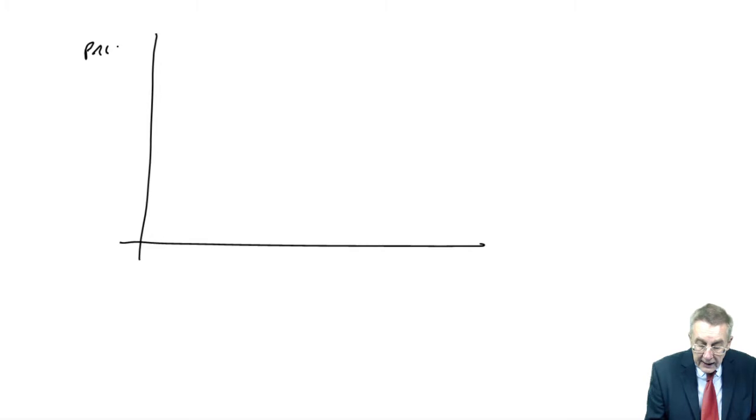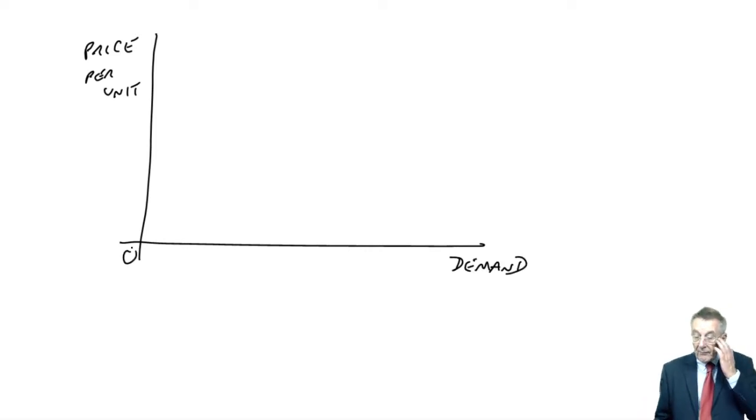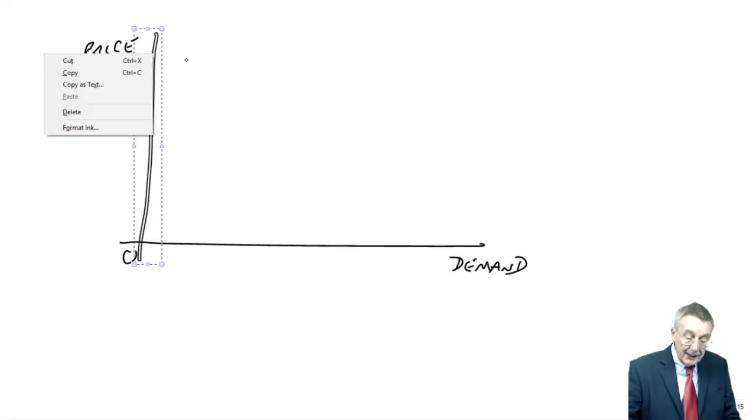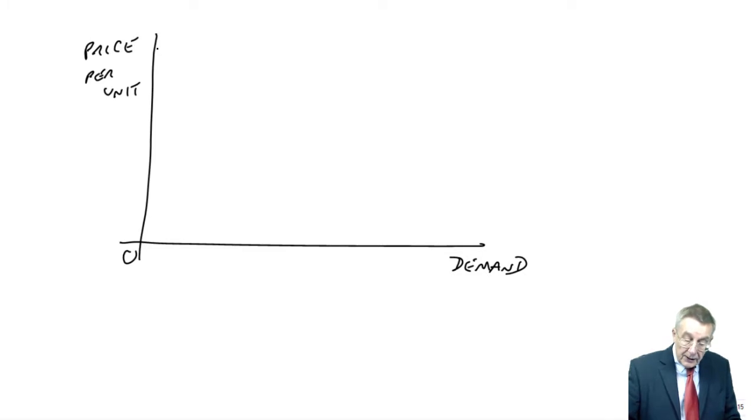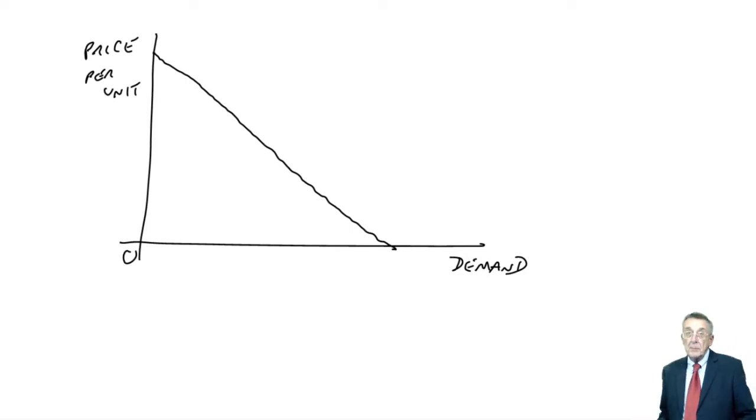We do assume that if we had price per unit against the level of demand, we assume that the relationship is linear, that at a very high price you'll sell none. As you reduce the selling price per unit, you will sell more, or vice versa. Higher price we sell less, lower price we sell more.